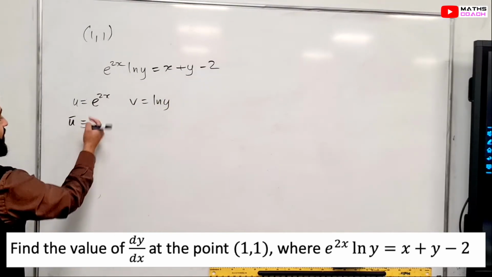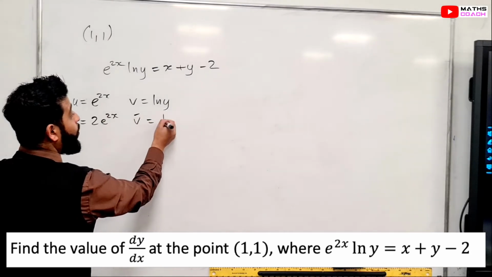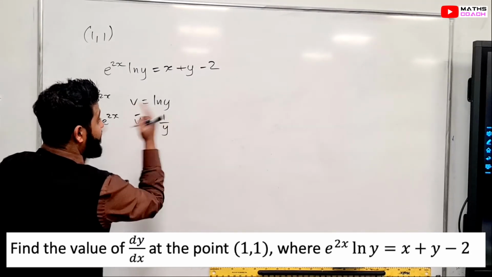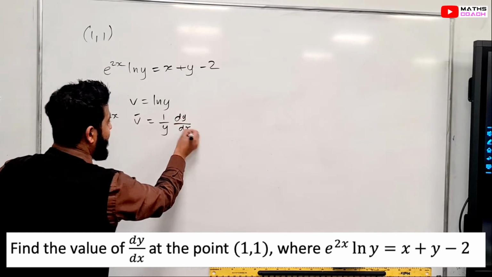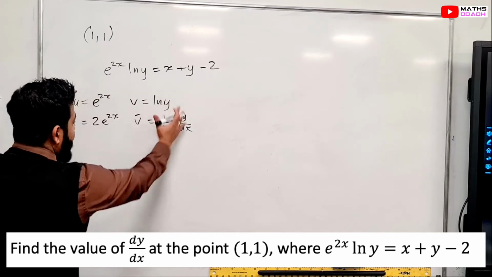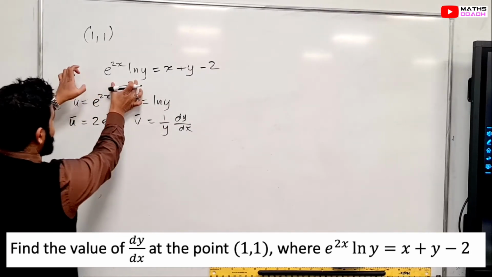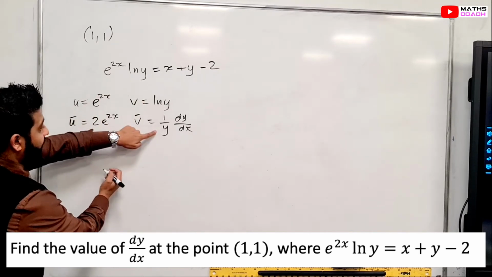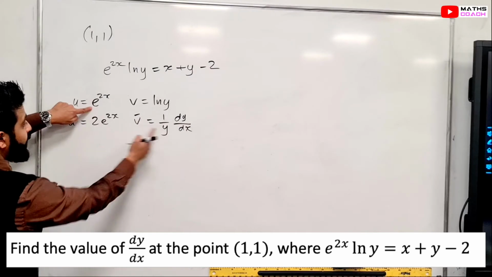So u' is 2e to the 2x. v' is 1 over y, and then we're differentiating the y, so therefore dy over dx. Is that good? Right. So we're now ready to apply the product rule. So therefore, the differentiation of this side is going to be that and that multiplied plus that and that multiplied. Yeah?